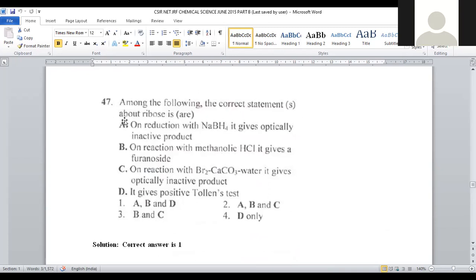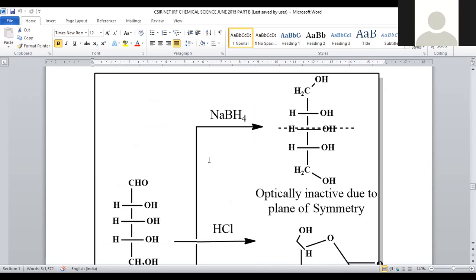Among the following, which is the correct statement about ribose? It is a part of carbohydrate chemistry, right? Biomolecules. So ribose is a polyhydroxy 5-carbon chain with an aldehyde functional group. We can say it is an aldopentose. Now, for this ribose, which statements are correct? On reduction with sodium borohydride it gives an optically inactive product. Let us see whether it is correct or wrong.